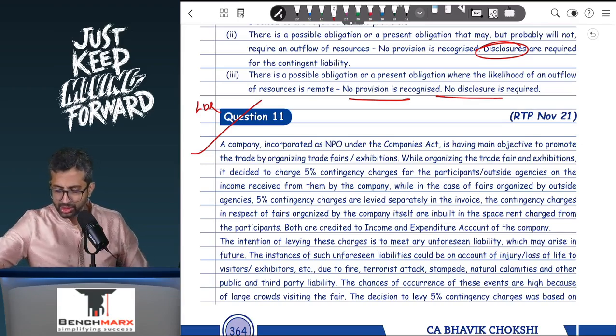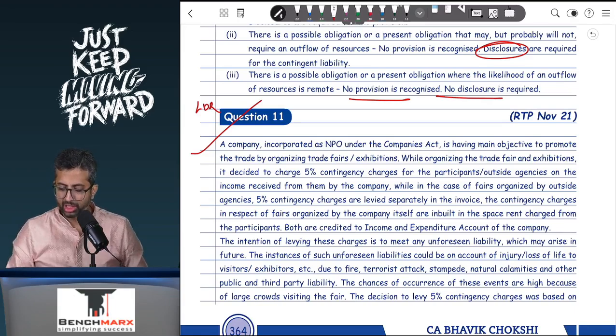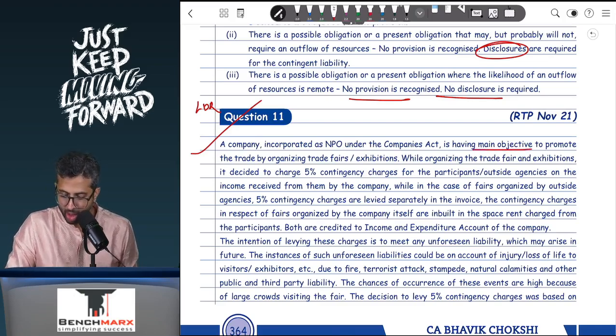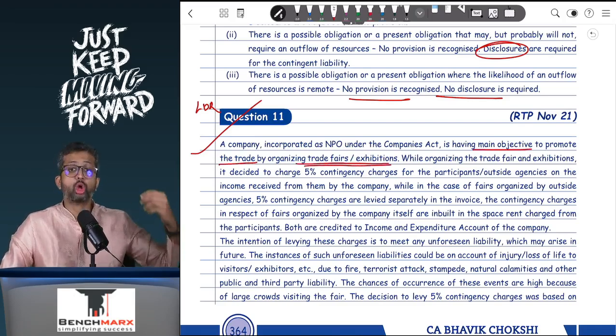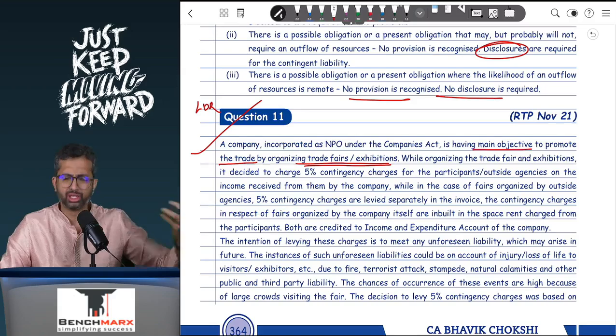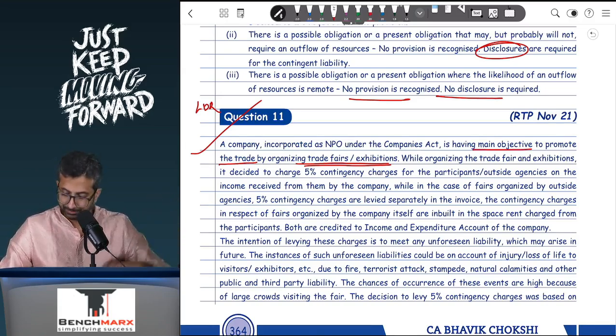Let us review this. A company incorporated as an NPO. NPO is a not for profit organization, also called a Section 8 company, having its main objective to promote trade by organizing trade fairs and exhibitions. So you have the Confederation of Indian Industries, CII for example, or the Indian Merchant Chambers. These have the main objective of promoting trade.